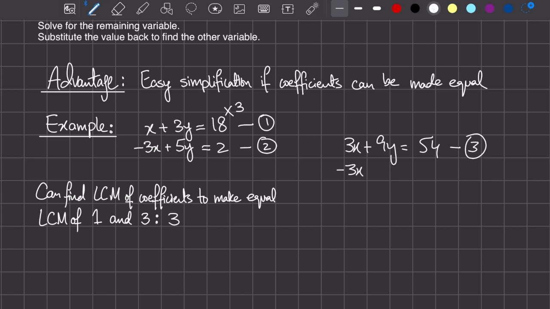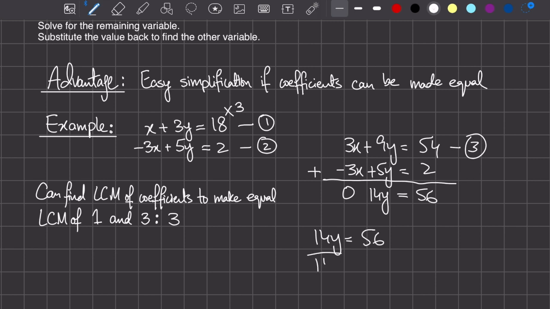Now, we can write the second equation underneath it and add or subtract the equations. Since in the first equation 3x is positive, and in the second equation it is negative, to get rid of this term we can add both equations. This results in 3x minus 3x, which gives us 0. 9y plus 5y equals 14y. 54 plus 2 equals 56. Hence, we have 14y equals 56. We divide both sides by 14, which yields the answer y equals 56 over 14, which is 4.